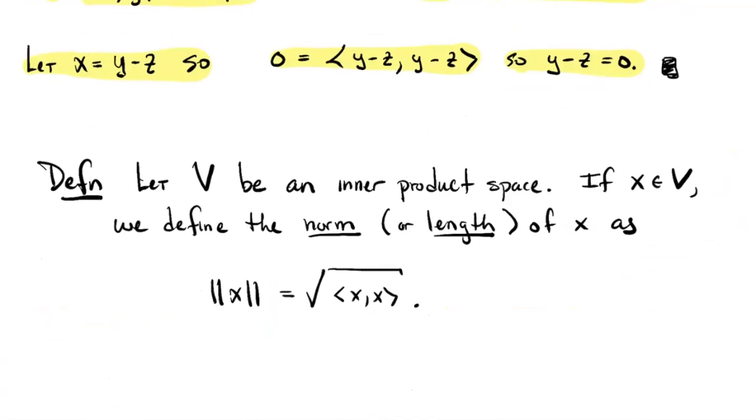Inner products give us a way of talking about length in any vector space. Here's how. Given an inner product space V, a vector space together with an inner product, if you pick an X in V, we're going to call it the norm. You can also call it the length, but I'll use the word norm most of the time. The length of a vector X, the norm of X, is the square root of the inner product of X with itself.